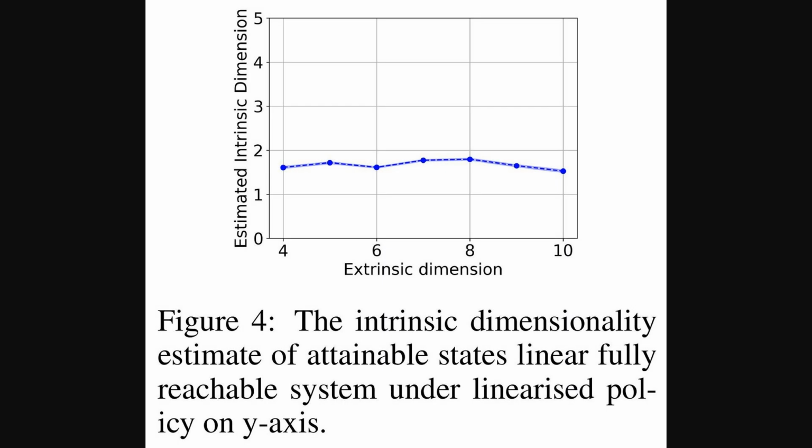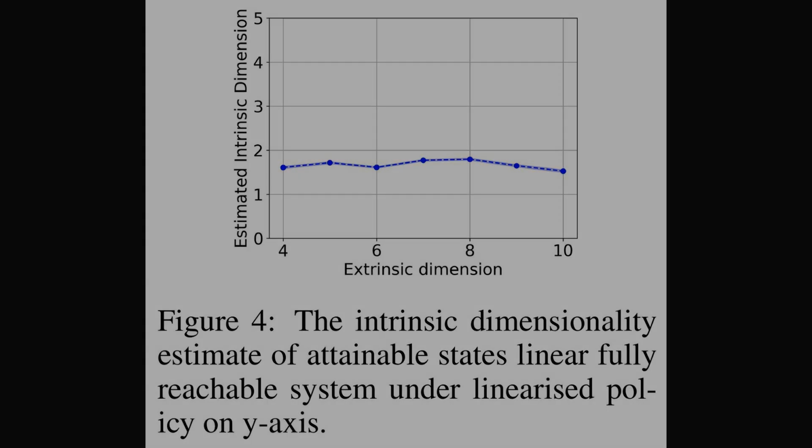Next, this plot examines a simpler, toy linear system. The y-axis shows the estimated intrinsic dimension of states the agent can reach, while the x-axis represents the system's overall, or extrinsic, dimension. Crucially, even as this extrinsic dimension grows, the intrinsic dimension stays low, below 2. This is consistent with their theoretical bound of 3 for this specific setup, where the action dimension, dA, is 1.